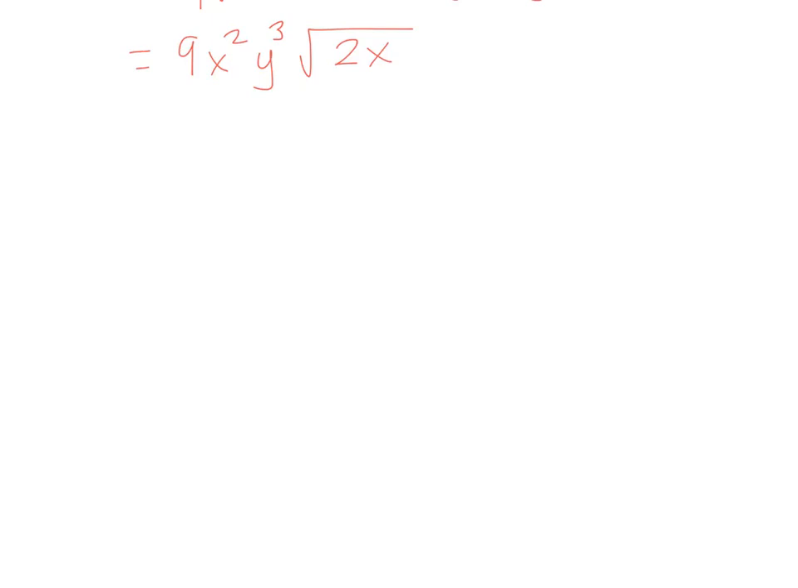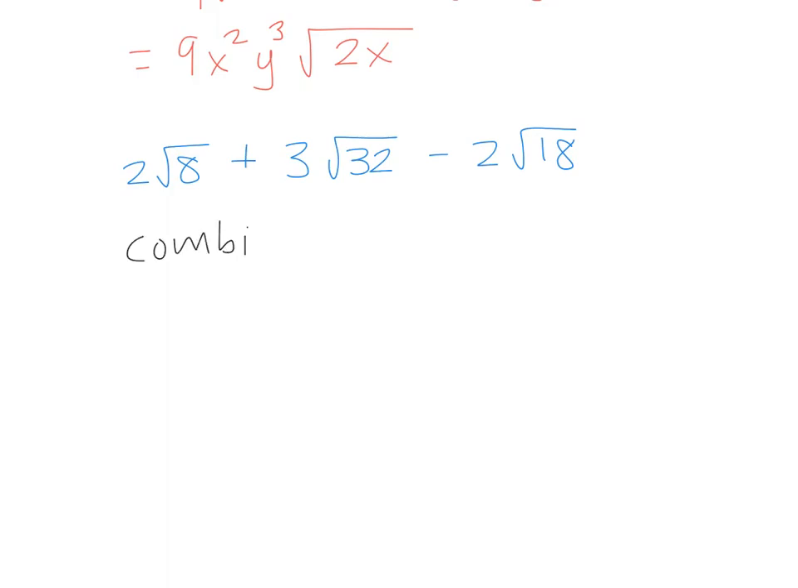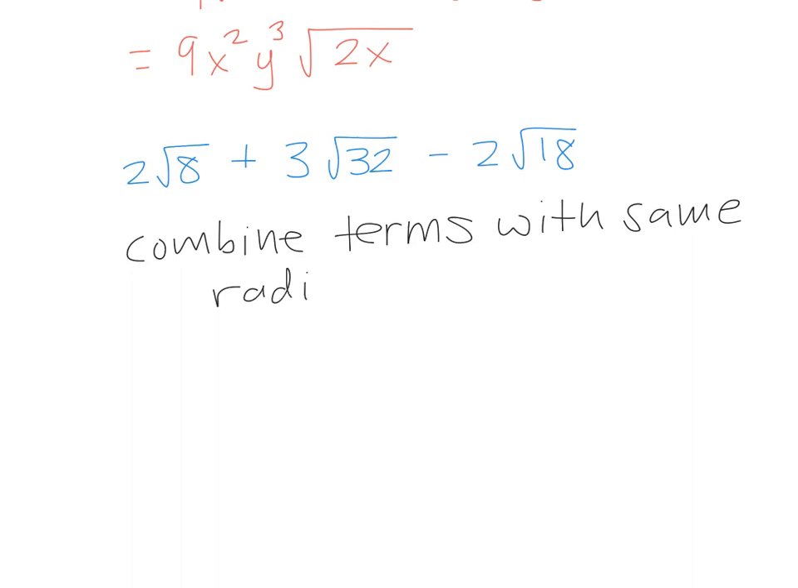Okay, now let's take when we have several terms with radicals and we want to combine them with addition and subtraction. So the rule here is you can only combine the terms with the same radical. So the same number underneath the radical. Okay, so as they are, we cannot combine them. We may need to simplify first.